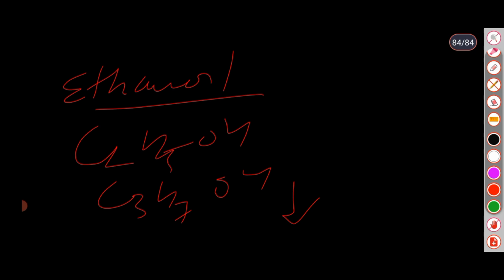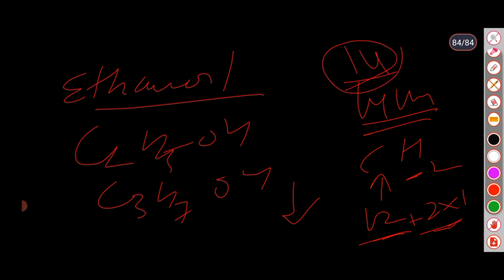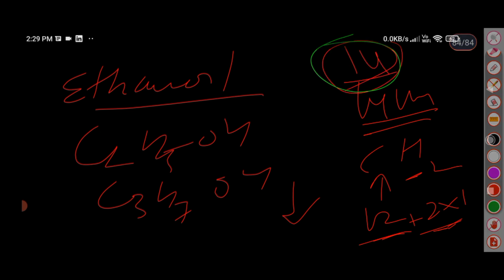If you are asked for up to 5 members, you can draw them easily by differing with only the CH2 group. And this CH2 group has 14 unit mass. 14 in the sense carbon atom has mass number 12, and CH2 means 2 hydrogen atoms. Mass number of hydrogen is 1 and 2 into 1 is 2. So 12 plus 2 is 14. So there will be a 14 unit mass difference in the homologous series.